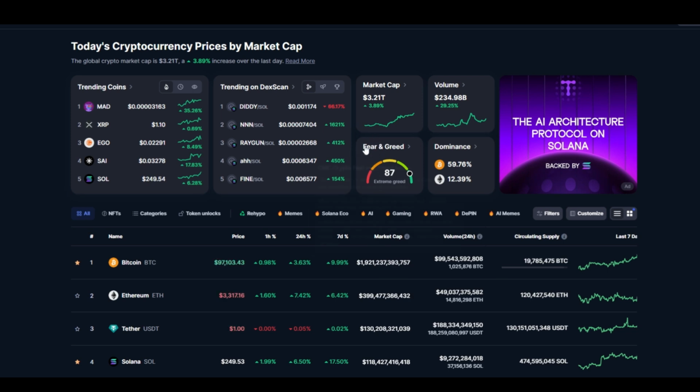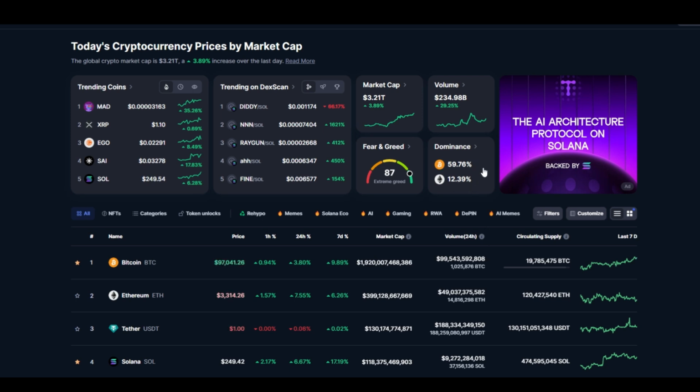But the reason why we're not fearful right now is because this fear and greed index is based off of the Bitcoin dominance. So I'm going to take you right here. Bitcoin dominance currently is at 59.76. That means right now everyone's paying attention to Bitcoin. All the money right now is being filtered into Bitcoin. So at the moment, all of our altcoins haven't even seen any volume yet because everybody's just focused on this one coin right here.